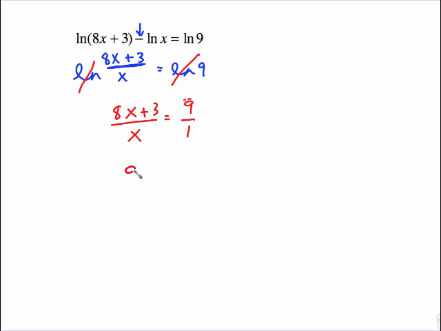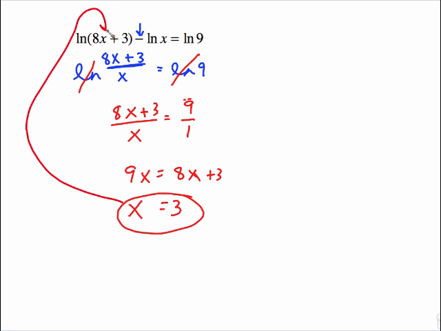Cross multiply there gives me 9x. Cross multiply there gives me 8x plus 3. Subtract 8x from both sides and we get a solution of x equals 3. Plug that back in right here. That's okay. We would be taking the log of 27, or natural log of 27. Put a 3 in here. We'd be taking the natural log of 3, and that's okay.